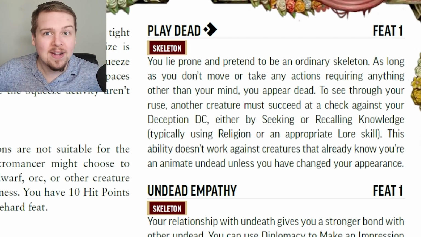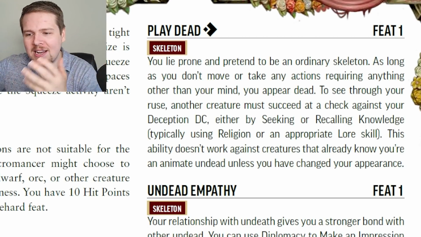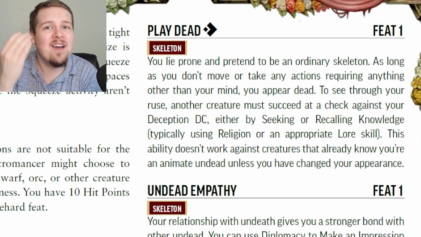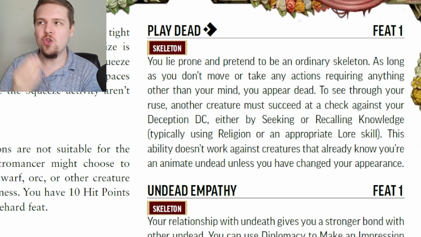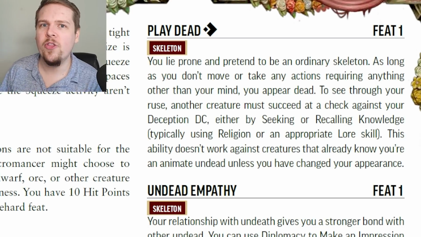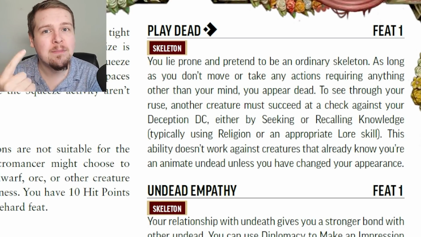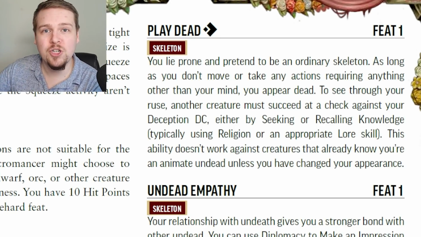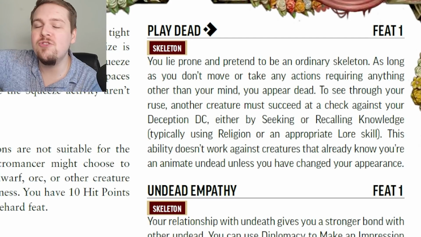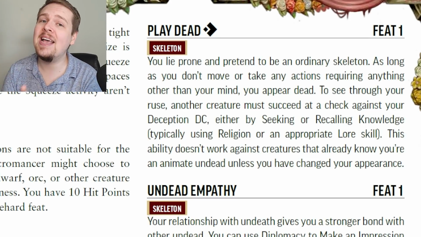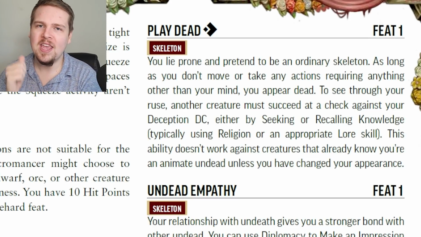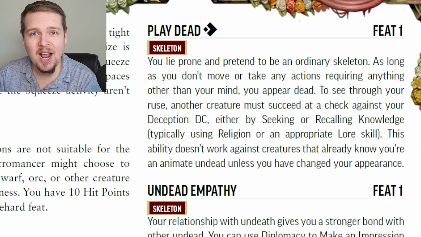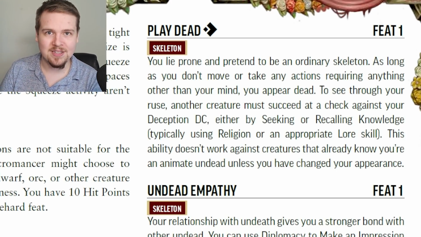Now, if someone's suspicious, they can still attempt to recall knowledge or seek you with perception or some kind of brain skill, but if you're lying dead in a graveyard or in another big pile of bones and they don't have a reason to check, you automatically succeed. There's no stealth check, there's no deception check. As long as you're in a non-suspicious area where bones should be, people will just believe you unless they've met you before. If they know you, they know you're an animated skeleton, and they recognize your bones, they automatically succeed.